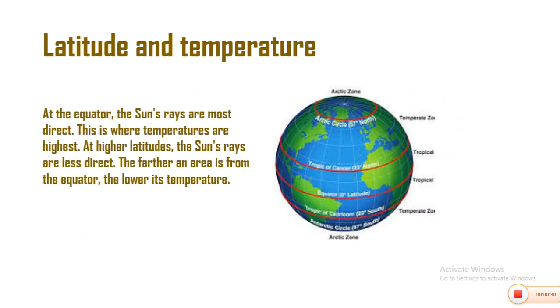Latitude and temperature. At the equator, the sun rays are most direct. This is where the temperatures are highest. At higher latitude, the sun rays are less direct. The farther an area is from the equator, the lower its temperature.